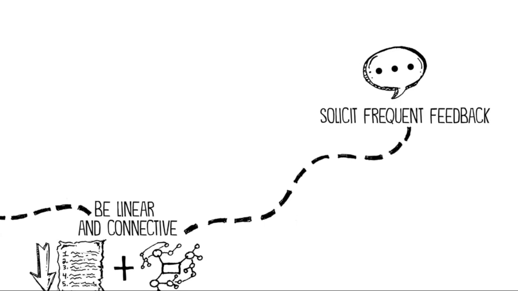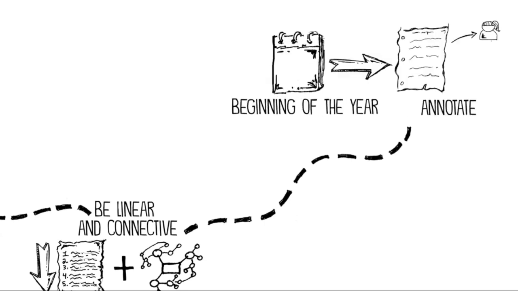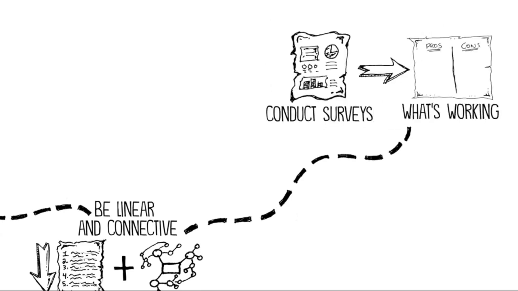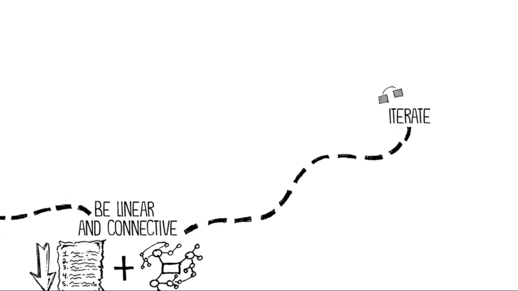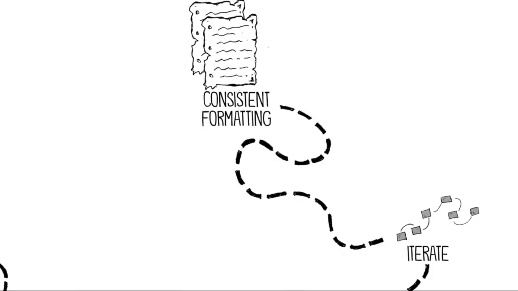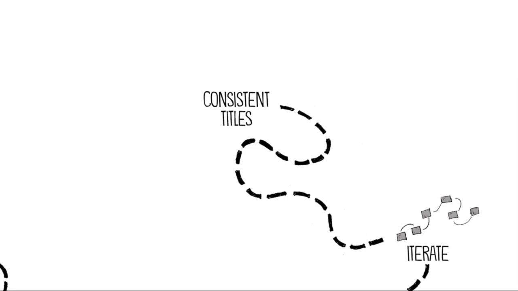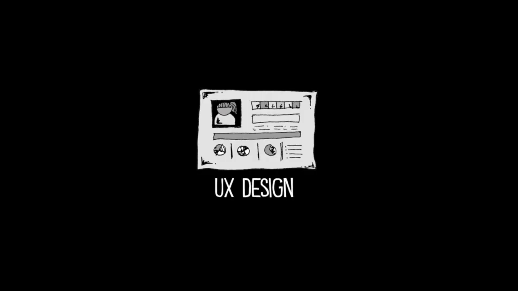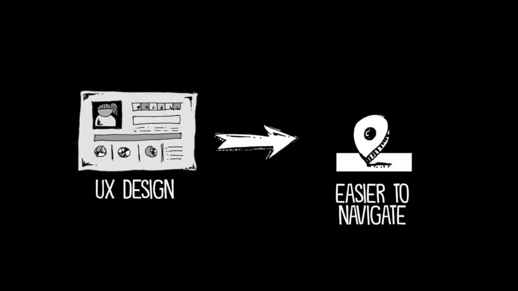Number 6, solicit frequent feedback. At the beginning of the year, have students annotate the course documents. Later, conduct periodic student surveys to help you figure out what's working and what's not working, so you can iterate and improve your classroom structures. Number 7, be consistent. Use consistent formatting for your lesson plans and materials and project papers. And be sure to use the consistent assignment titles on the board and in the syllabus and when you reference it in person. Ultimately, UX design can help us create classrooms that are easier to navigate and more student-friendly.